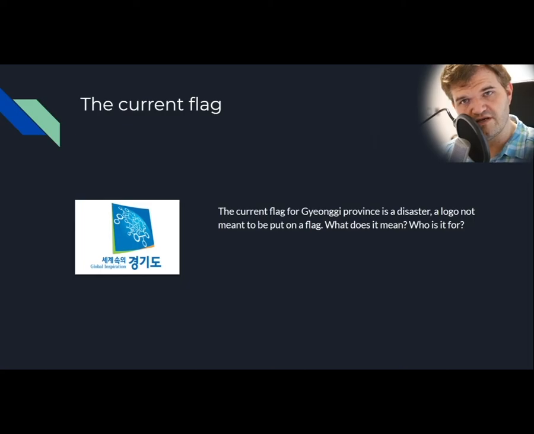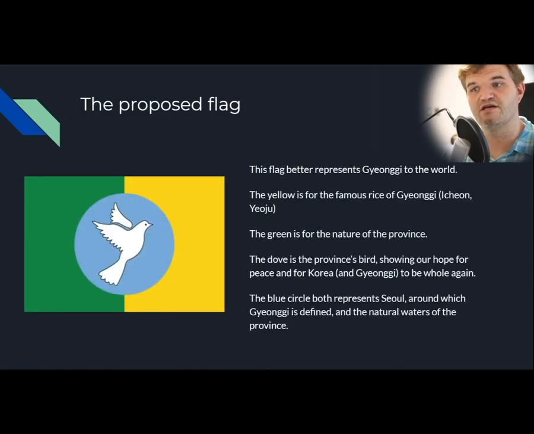So we don't know what it means, and we don't know who this flag is for. Flags should be for the people they represent. A flag talks to the people it represents, and it tells the world about those people. And that's why I think this is a better design for Gyeonggi province. This represents Gyeonggi to the world and to her own people.